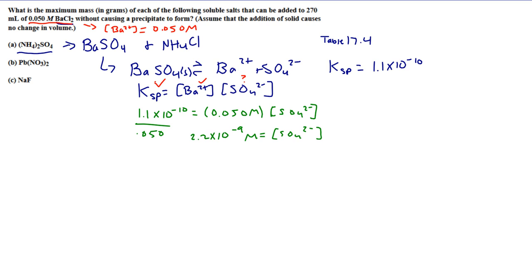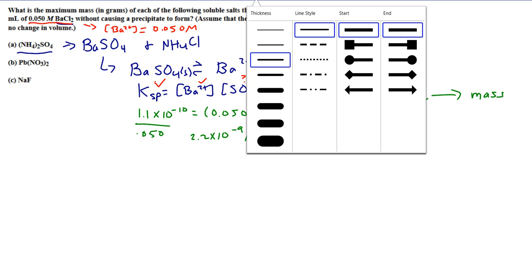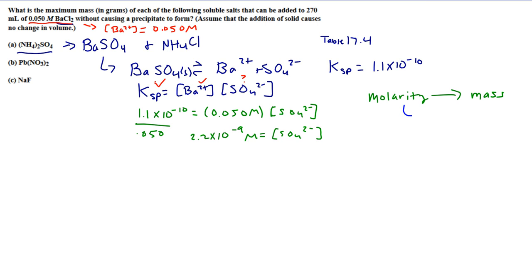So to go from molarity to mass, let's map out our plan. We don't have any way to go from molarity to mass, but we do know that both of these, molarity and mass, can go to moles, right? Yay! When in doubt, go to moles.